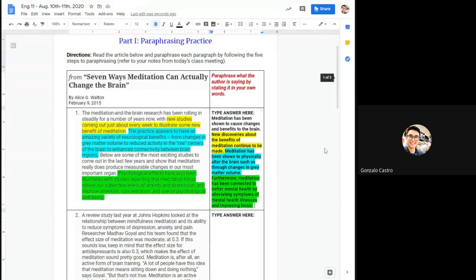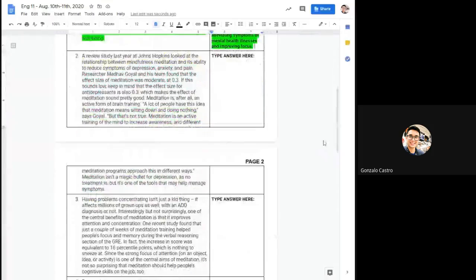So let's start one more time with paragraph 2. So step 1, we want to read the paragraph, and then step 2, we want to determine the main idea. So let's go ahead and read it. A review study last year, Johns Hopkins looked at the relationship between mindfulness meditation and its ability to reduce symptoms of depression, anxiety, and pain.